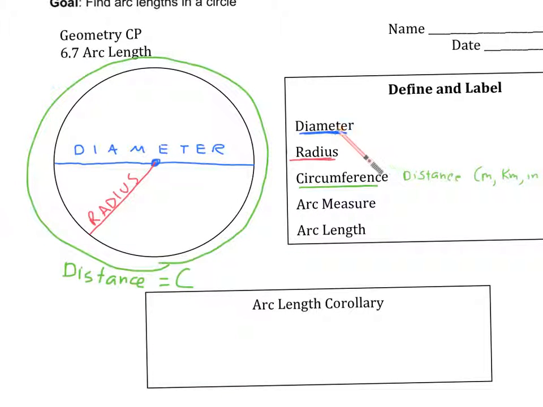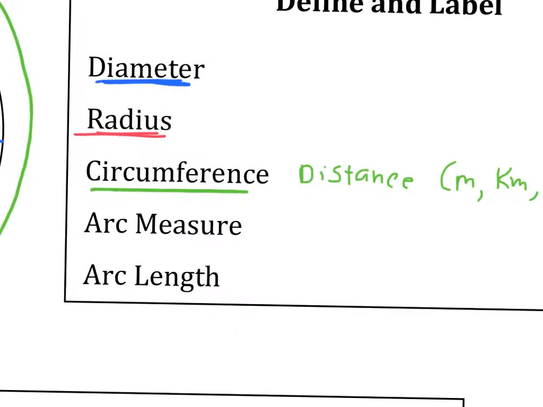Dia means through. So diameter is the distance through the circle, and diameter has a length. Radius has a length from the center to the edge of the circle. Circumference is the distance around, always measured in units, like meters, kilometers, inches, miles, etc. And arc measure is always degrees. Always degrees.